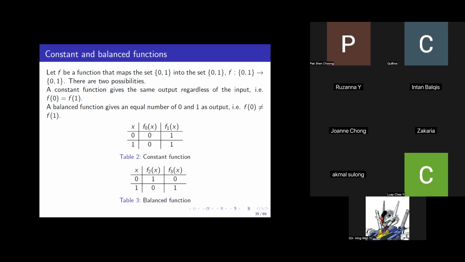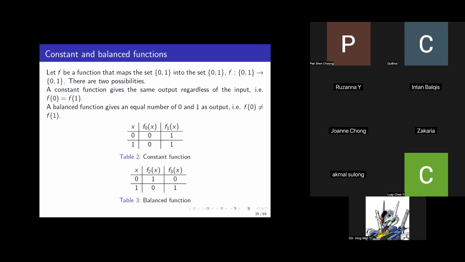So the question that the Deutsch-Jozsa algorithm tries to solve is how many times you need to ask or operate on the function in order for you to identify whether it is a constant function or a balanced function.